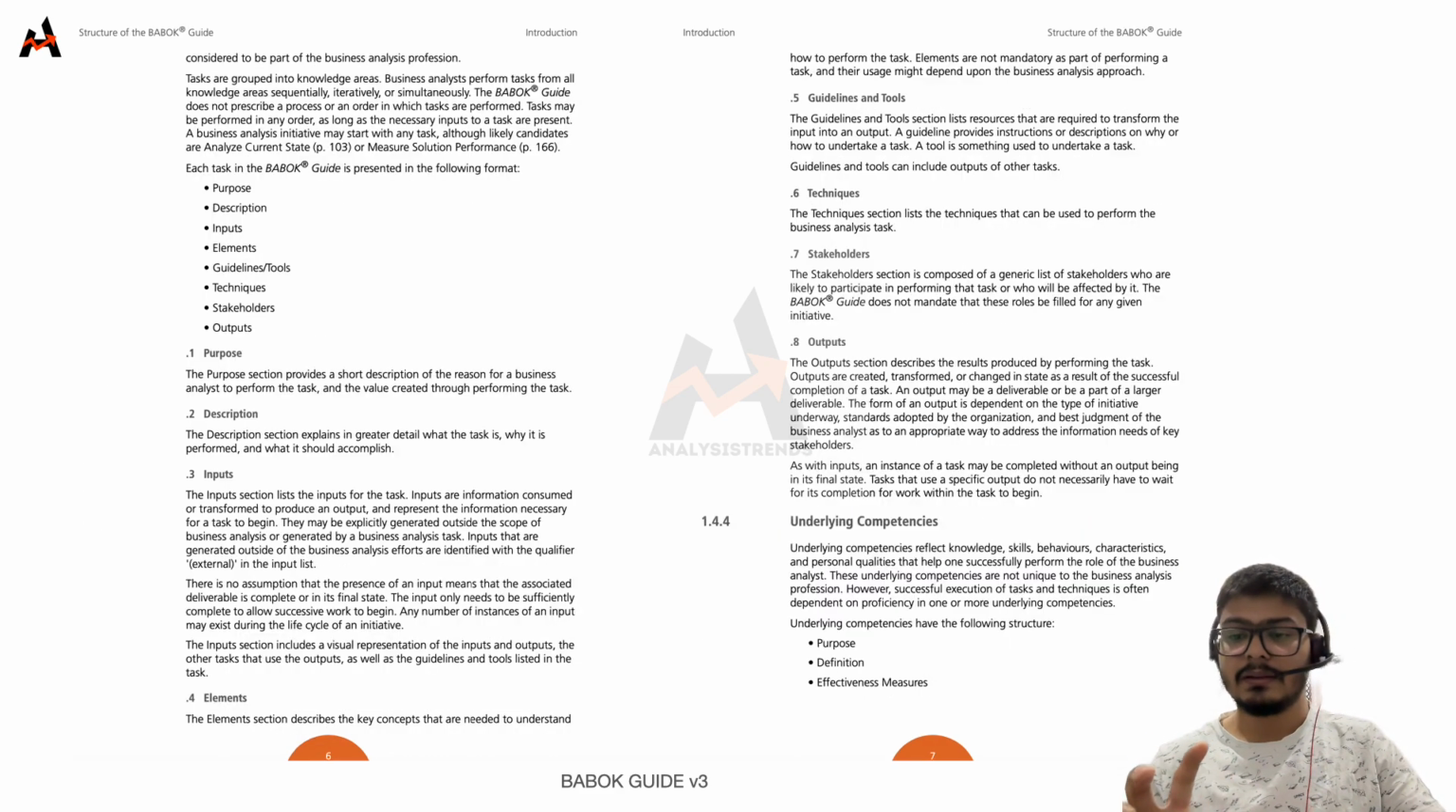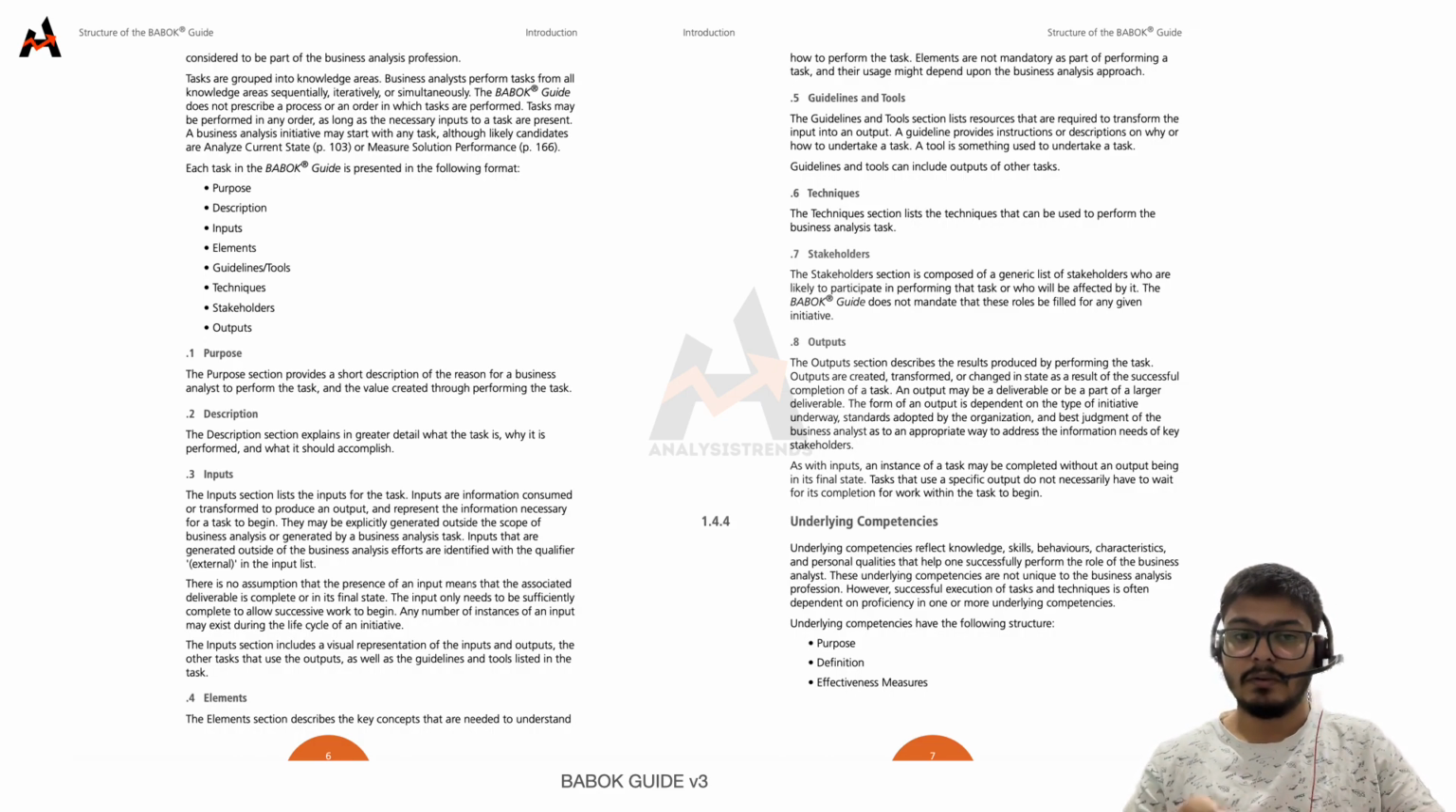So every chapter of the knowledge area has these subtopics like purpose, description, input, elements, guidelines and tools, techniques, stakeholders and output. Let's say planning and monitoring, or let's say elicitation and collaboration. In elicitation and collaboration, we got a subtopic called prepare for elicitation. So what is the purpose of preparing for elicitation? What is the description of that basically? Then what are the things that you need as an input to prepare for elicitation, right?